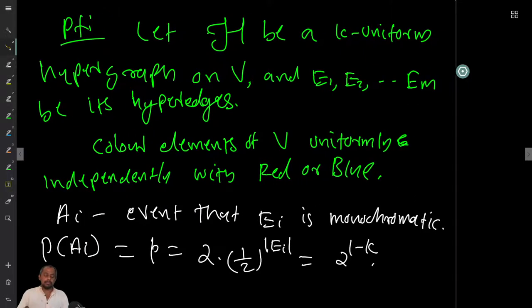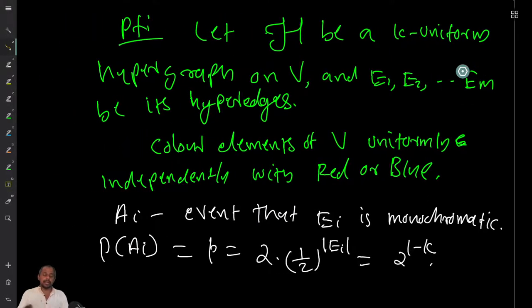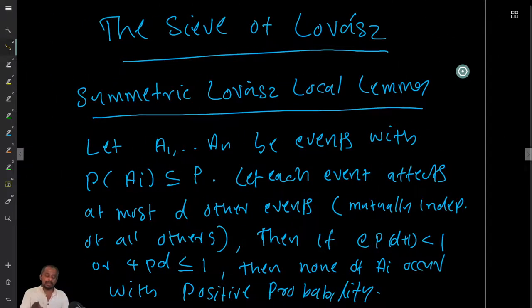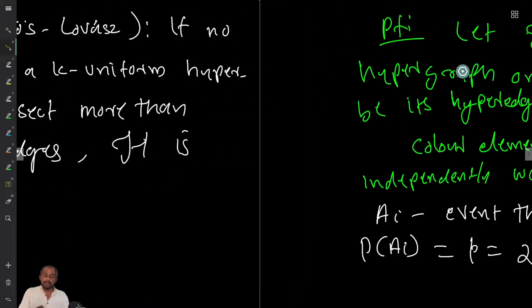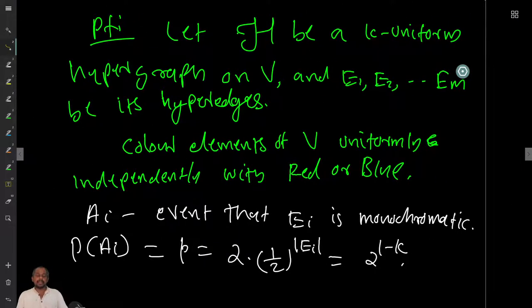Now, we want an upper bound for the probabilities, and we know it is actually equal to p, which is 2 raised to 1 minus k. Then we need to find a bound for d. We know what e is, of course, and if we know d, then we can apply the lemma. So what is d? To find d, we want to see when two events can be dependent, when one event can influence other events.